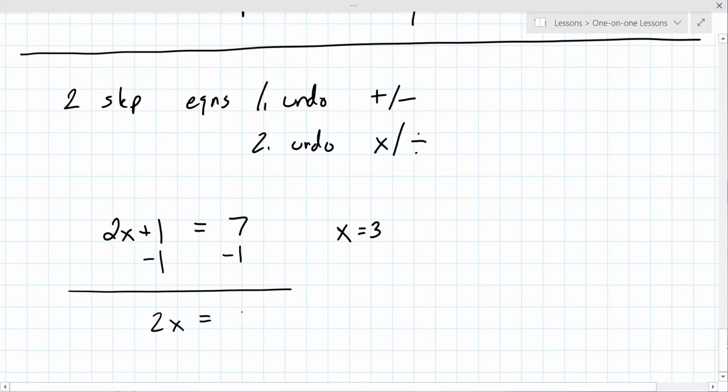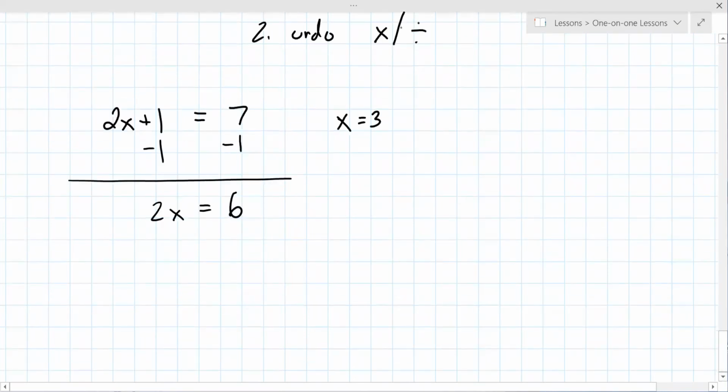2x equals 3.5. 7 minus 1 is? 7 minus 1 is 6. Oh, it equals 6. Okay, now you're going to undo multiplication or division.